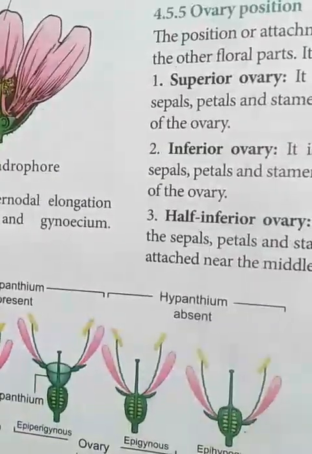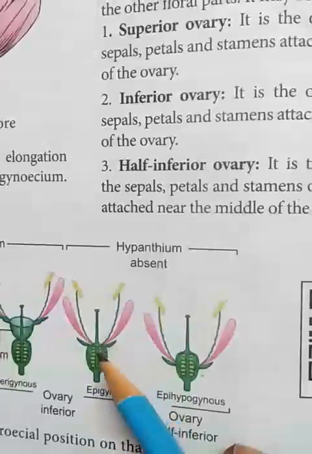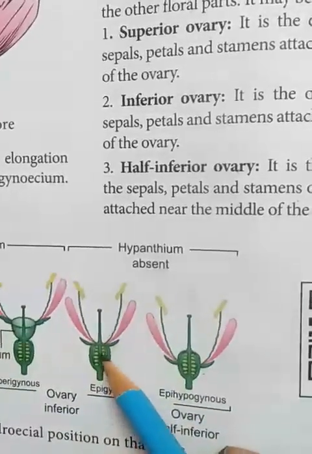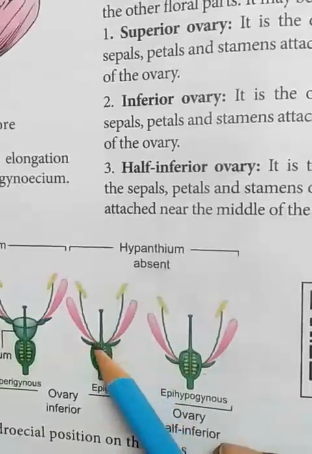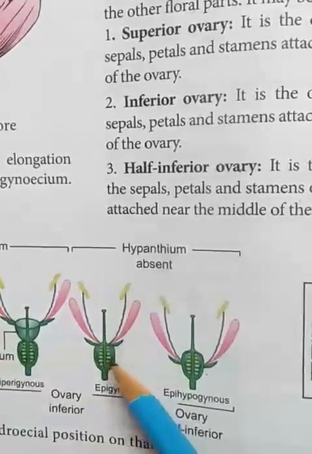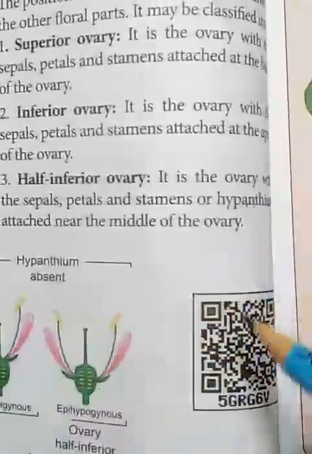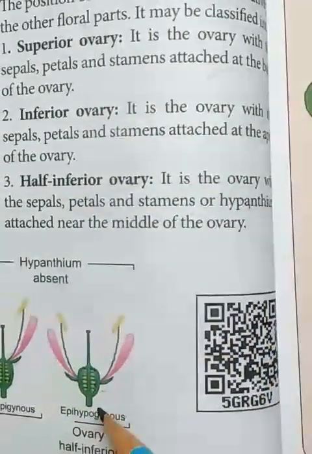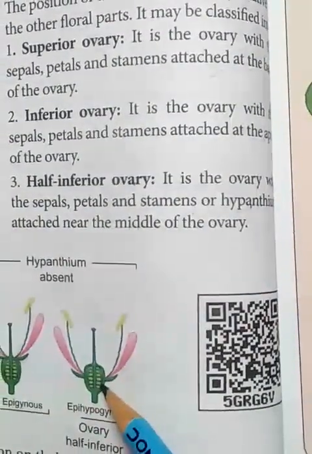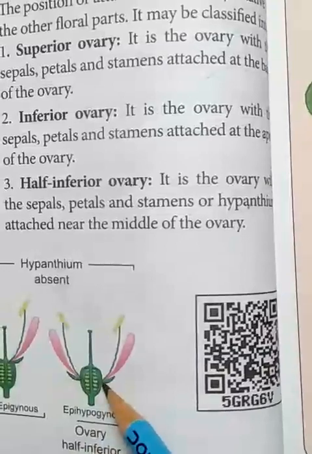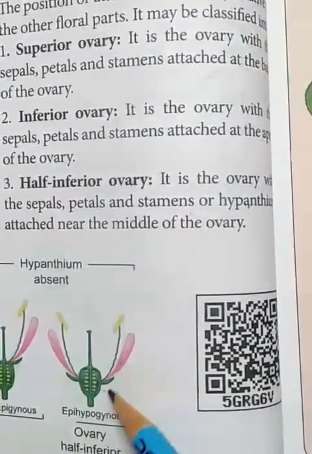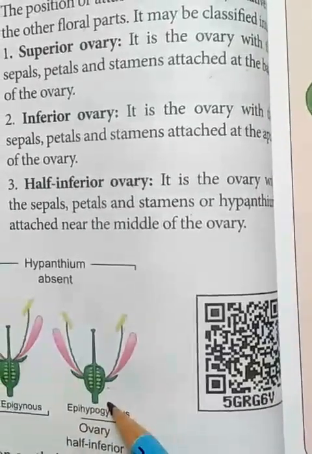Next, in this diagram you can see this is the ovary. The sepals, petals and stamens arise above the apex of the ovary. Then this is called an inferior ovary. The third condition, half inferior ovary: the sepals, petals and stamens arise from the middle of the ovary. Then it is called a half inferior ovary.